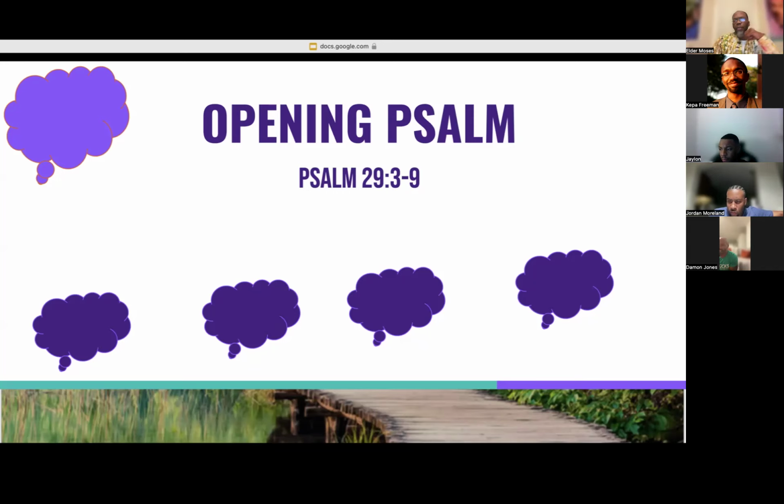So notice a few things about that Psalm that we won't get into too much detail: the language is expressing that the creator does have a voice, and it does things like break a tree in half, right?